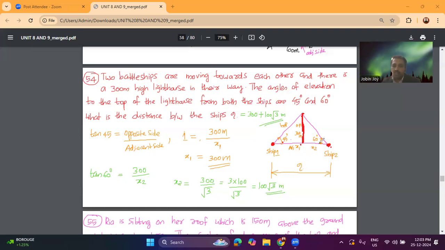Then after that, tan 60 is equal to 300 divided by x2. So tan 60 is equal to 1 by root 3. So x2 is equal to 300 by root 3. So 300 I can write 3 into 100. Then 3 I can write root 3 into root 3. So that root 3 cancels. So 100 root 3. So x1 is 300 and x2 is 100 root 3. So you just add these: 300 plus 100 root 3 meter. That is the final answer. Distance between the ships equals 300 plus 100 root 3 meter.